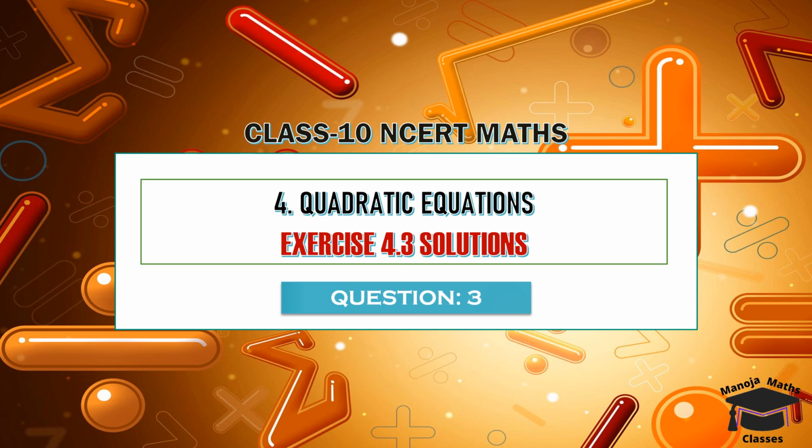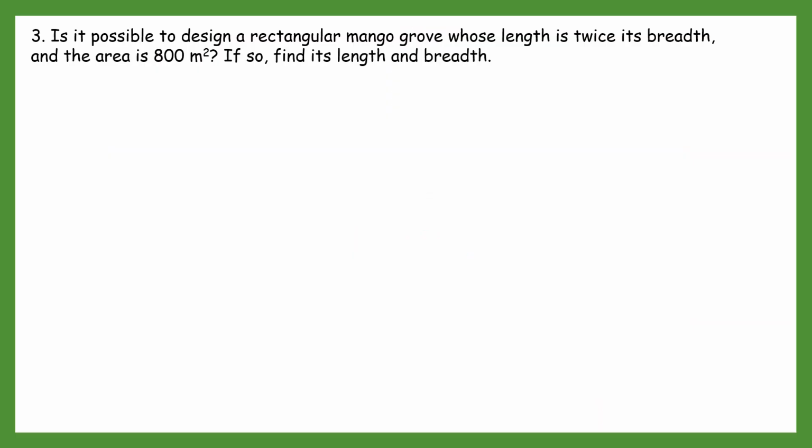Let's solve question number 3 in exercise 4.3, chapter Quadratic Equations, class 10 NCERT Maths. The question is: is it possible to design a rectangular mango grove whose length is twice its breadth and area is 800 meters square? If so, find its length and breadth. Here they are telling it is a rectangular mango grove and length is twice its breadth. So length is depending on breadth.